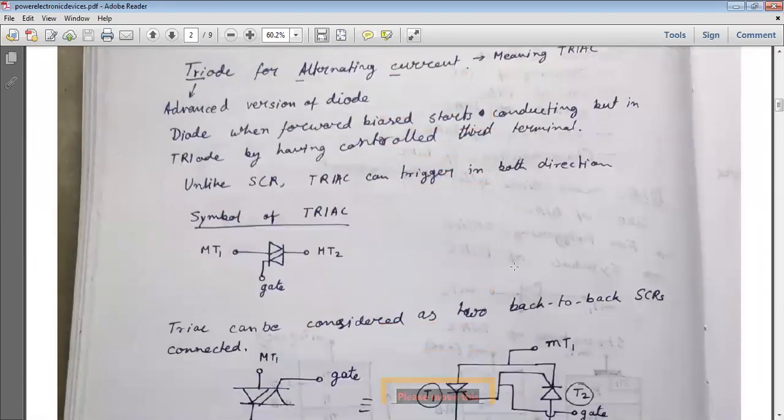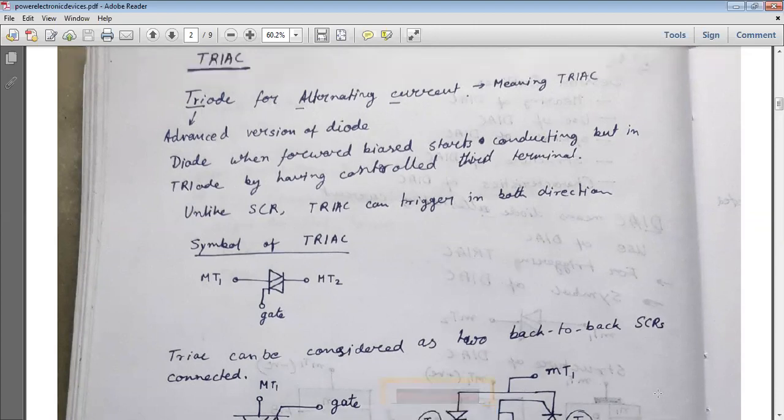Next we will study the triac. The triac full form is triode for alternating current. TRI for triode, A for alternating and C for current, this creates the word TRIAC. So what is a triode? A triode is actually an advanced version of a diode. A diode conducts when it is forward biased, but a triode can conduct in reverse bias also.